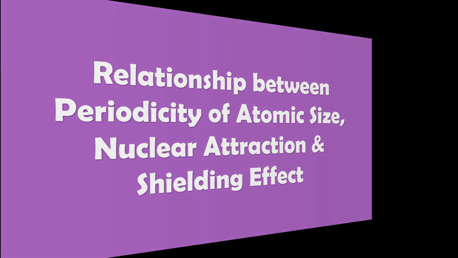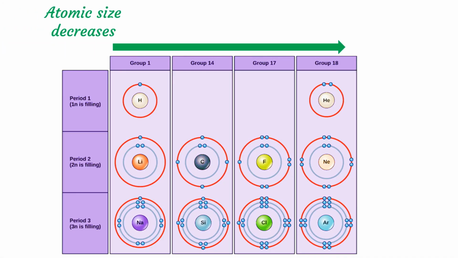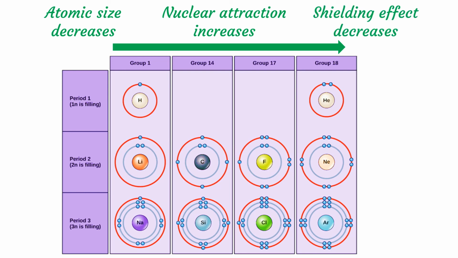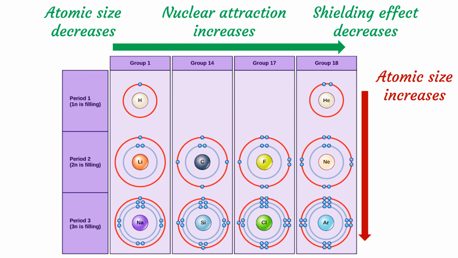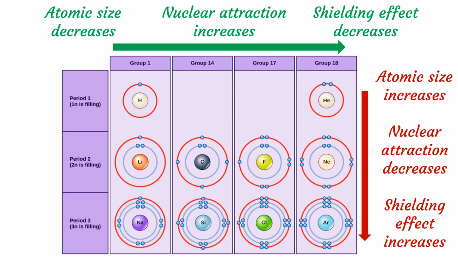Let's summarize it. Atomic size decreases along a period due to increase in nuclear attraction, and it decreases the shielding effect along a period. Atomic size increases down the group as nuclear attraction decreases due to successive addition of shells, and the shielding effect also increases.